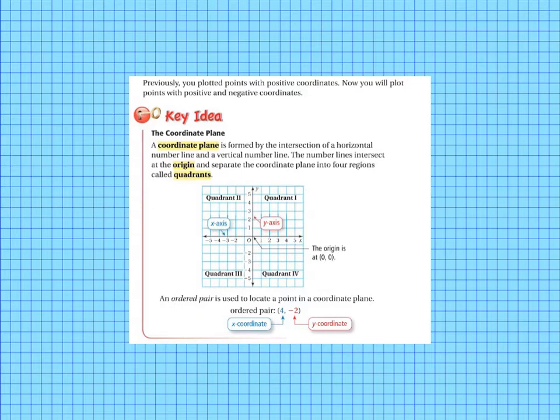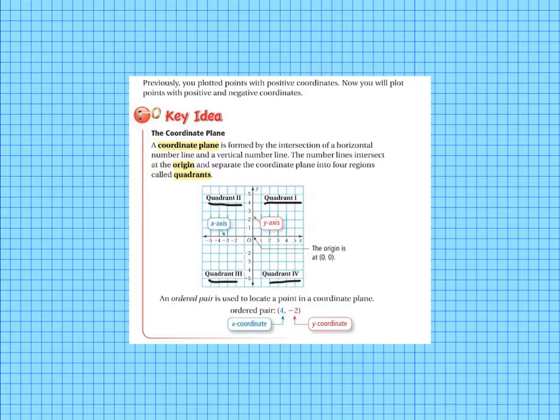So the coordinate plane is formed by the intersection of a horizontal number line and a vertical number line. The number lines intersect at the origin and separate the coordinate plane into 4 regions called quadrants. This is a little bit important here. When you are describing where a point is, you'll need to know which quadrant it is in.